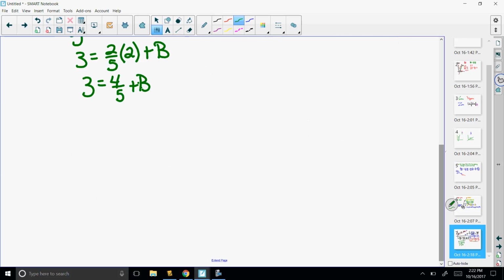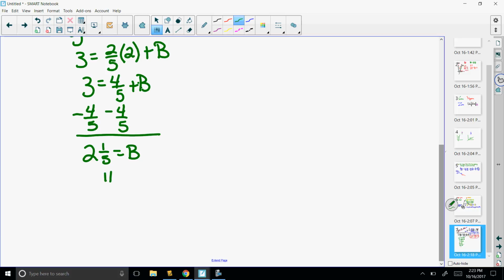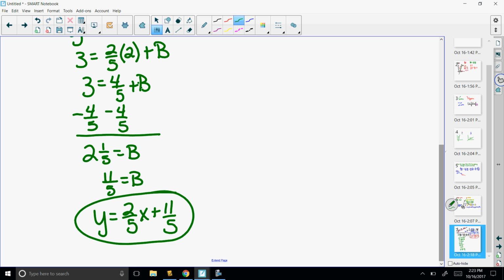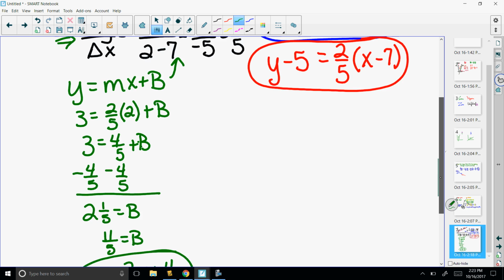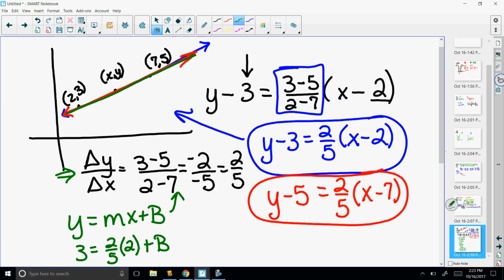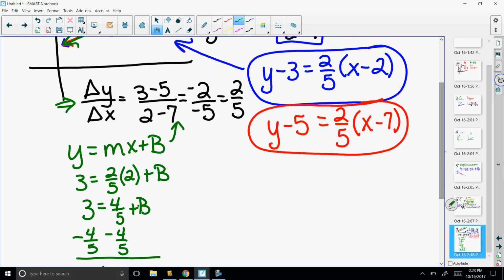So then we continue working. And I'm going to subtract 4/5. And what is 3 minus 4/5? 2 and 1/5 is equal to b, which is the same thing as 11/5. So then what's your equation for your line? Now that is an acceptable equation for the line, which is that line right there. Same line. Do I have to put it in slope y-intercept format? No. Let's go with that first equation.